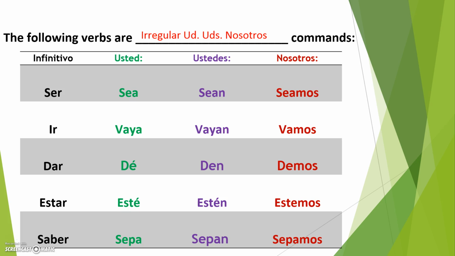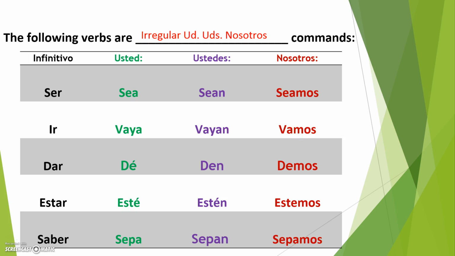So when you're talking to someone in the usted form and you want to tell them like, hey, be nice, you would say sea simpático. You're talking to a group of people using ustedes, sean simpáticos. And then finally nosotros, like let's be, seamos. Notice how that looks very similar to the tú negative command of ser, which again was seas. Ir also looks similar. It's vaya, vayan, and then vamos. Vamos is interesante. We'll talk about it more on the next slide.